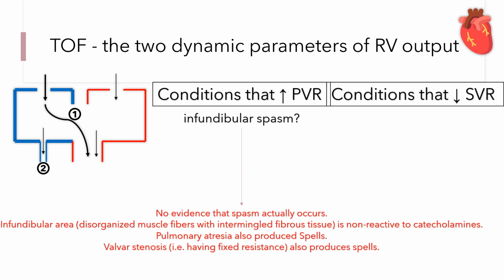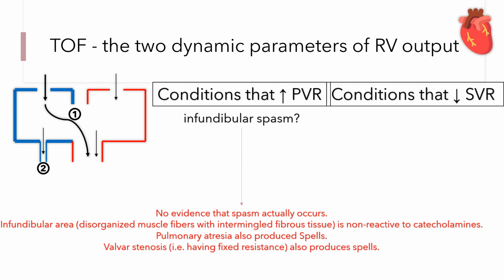Now you need to understand what the conditions are that cause an increase in pulmonary vascular resistance, because the conditions that cause an increase in pulmonary vascular resistance will cause an increase in right to left shunt, which will lead to increased cyanosis and the occurrence of a cyanotic spell.